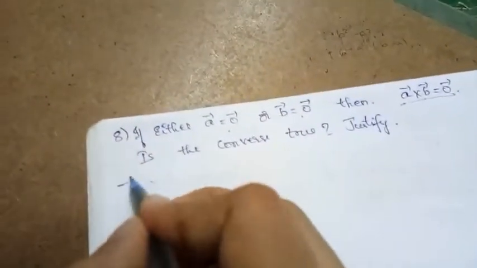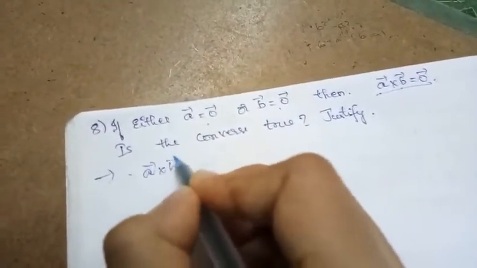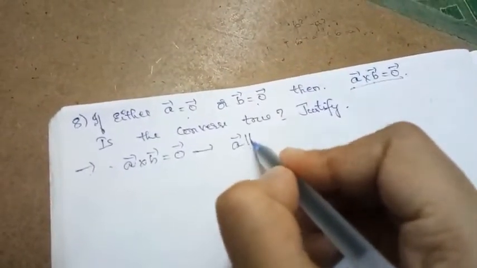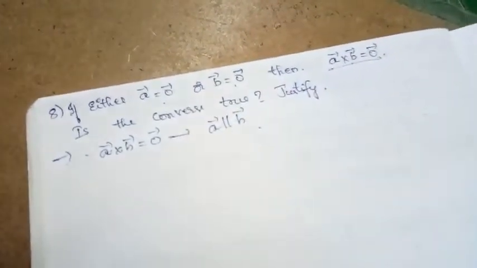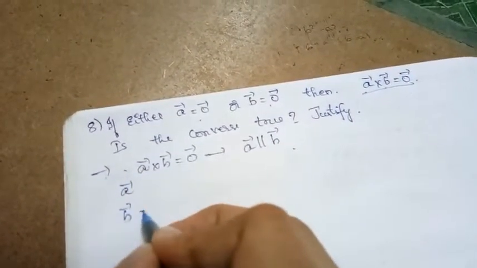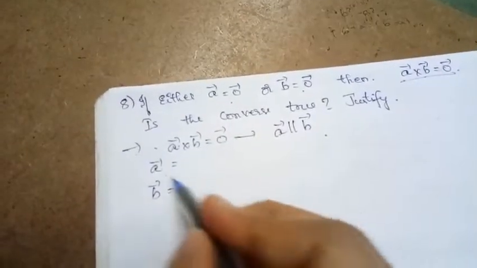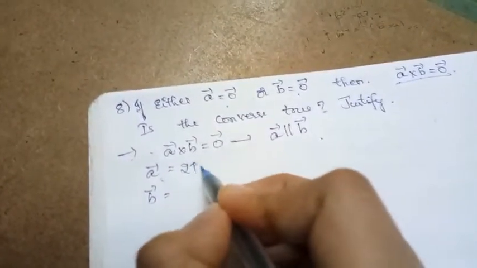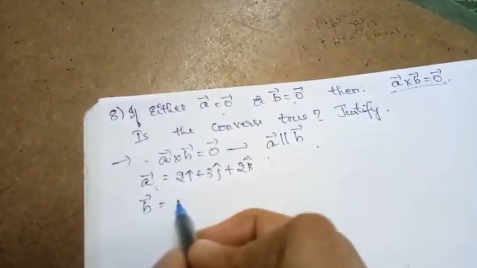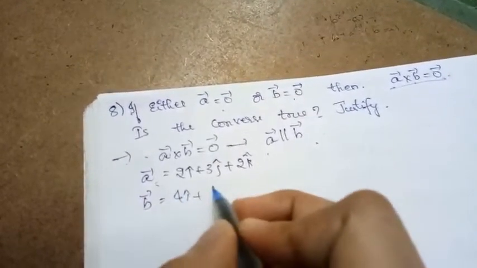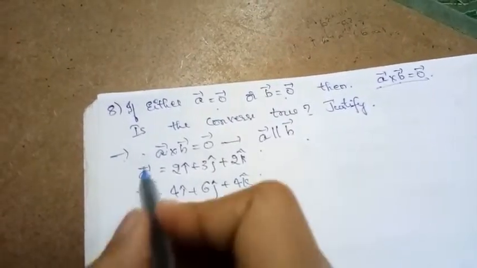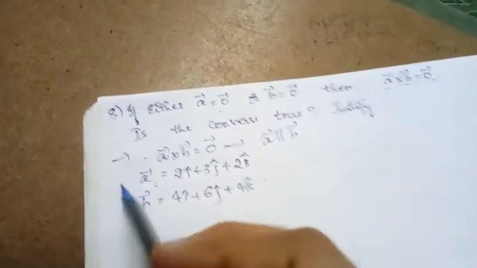Clearly, if vector A cross vector B is equal to the 0 vector, what does that imply? Vector A is parallel to vector B. So I will consider the two vectors, vector A and vector B, like this. Suppose I take vector A as 2i cap plus 3j cap plus 2k cap and vector B as 4i cap plus 6j cap plus 4k cap. So these two are parallel vectors.